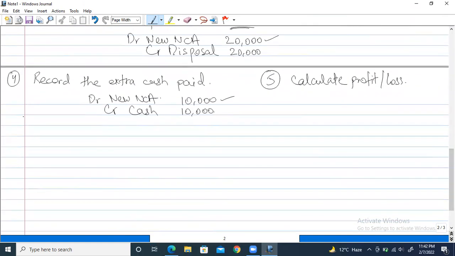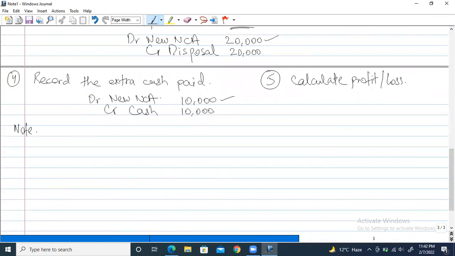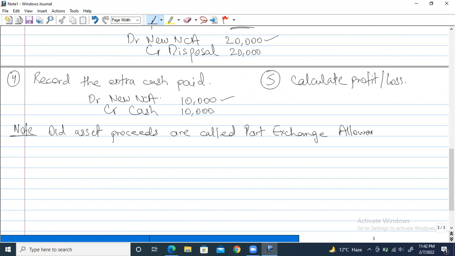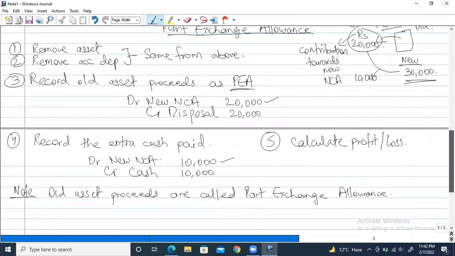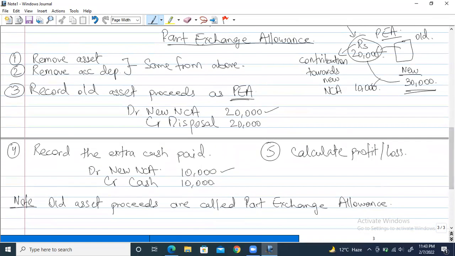Let me write a note over here as well so that it's easier to revise. The note is: old asset proceeds are called part exchange allowance. So the word PEA, whenever it's asked in the exam, it always means the old asset proceeds. Always remember, and this will be given to you in the questions. We'll probably solve these questions as well, but probably in the next class.